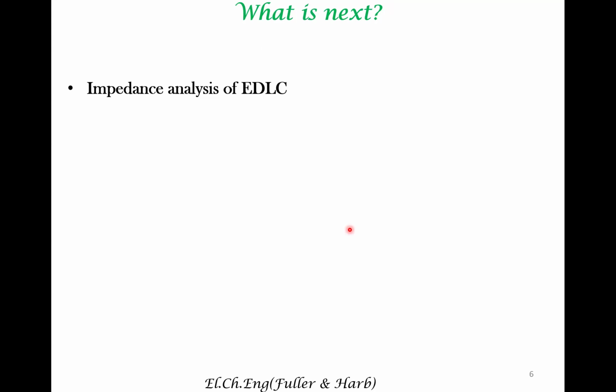With this we conclude the porous electrode modeling of a double layer capacitor. In the next lecture, we will look at another important way to study the electrochemical double layer capacitance. This is via the impedance, electrochemical impedance spectroscopy for an electrochemical double layer capacitor. Thank you.